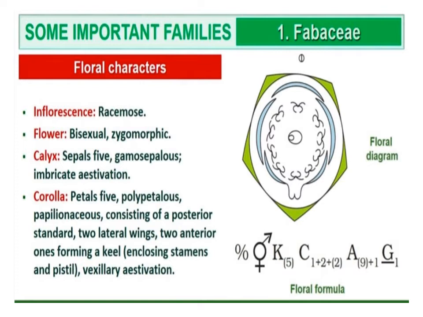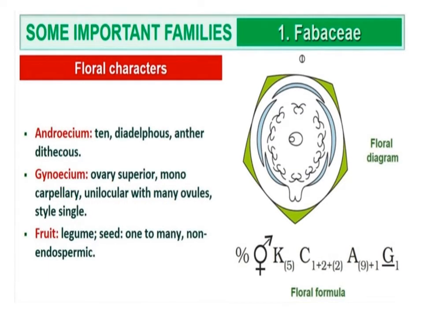Calyx: sepals 5, gamosepalous, valvate or imbricate, persistent. Corolla: petals 5, polypetalous, papilionaceous, consisting of a large posterior standard, two lateral wings and two anterior ones forming a keel. Vexillary aestivation. Androecium: stamens 10, diadelphous, anther dithecous. Gynoecium: monocarpellary, ovary superior, unilocular, with many ovules on a marginal placenta, single style, bent at a right angle to the ovary.